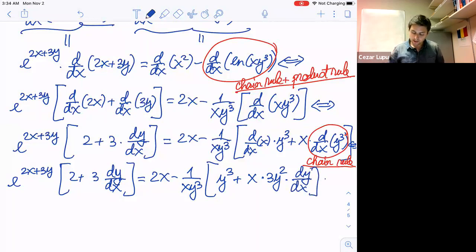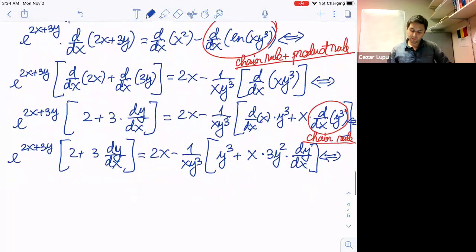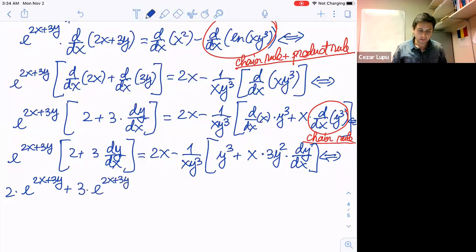All right, finally, we have something here. Now at this point, we have something. And now we basically have to do the algebra. So let's do it. So this would be 2 times e to the 2x plus 3y plus 3 times e to the 2x plus 3y, dy/dx. And this would be 2x minus, and now let's do the algebra.